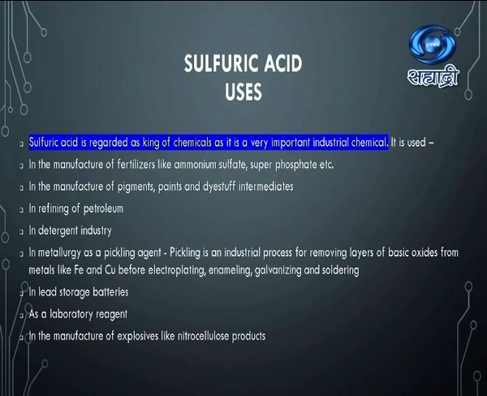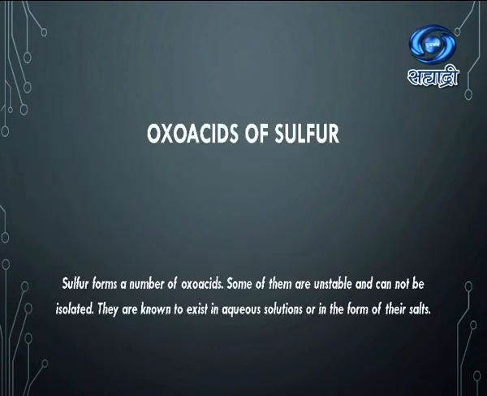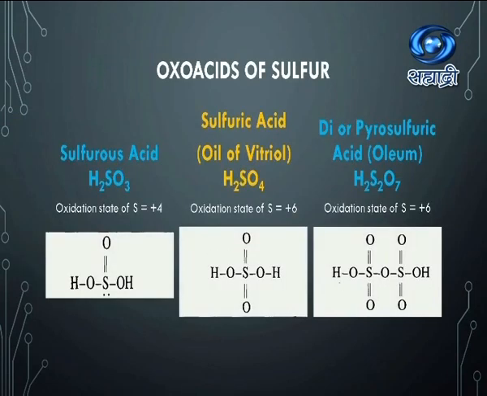In the manufacture of explosives like nitrocellulose products. So it is because of these uses that sulfuric acid is called the king of chemicals. Then, oxoacids of sulfur. Sulfur forms a number of oxoacids. Some of them are unstable and cannot be isolated. They are known to exist in aqueous solutions or in the form of their salts.